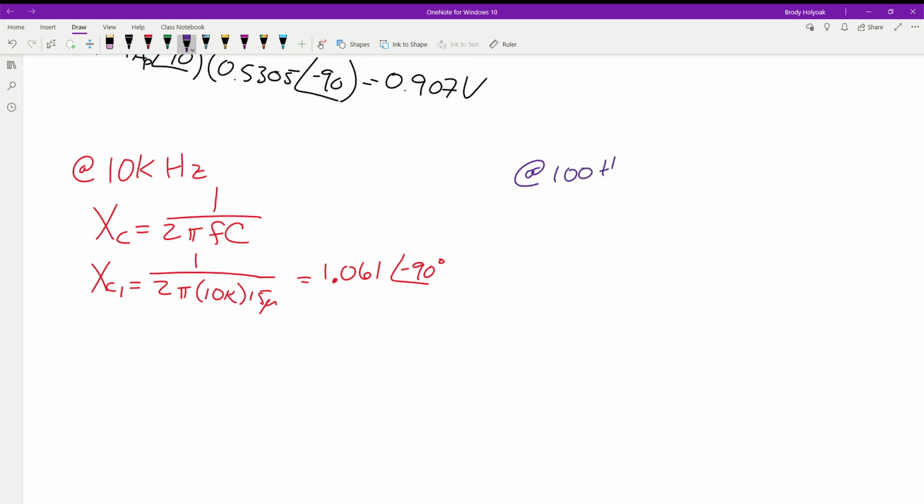At 100 hertz, XC2 or XC1, 2 pi times 100 times 15 micro. Our frequency has done what at 100 hertz? It's gone down by a factor of 20, because we've gone down by 10 to get down to 2,000, and then from 2,000 to 100, we cut that in half. So it's gone down by 50. So we've decreased it by 50, so we should see this increase by the same value. So what does our X of C1 come out to be at 100 hertz?